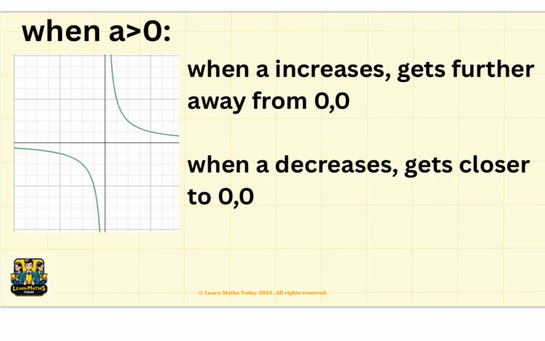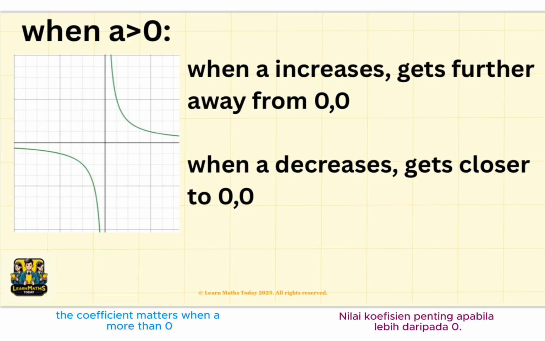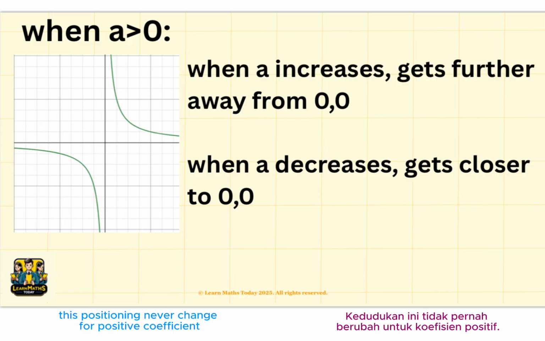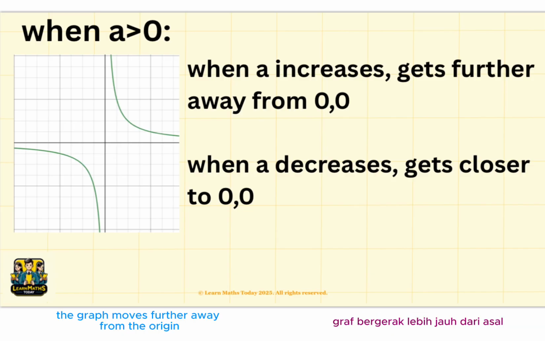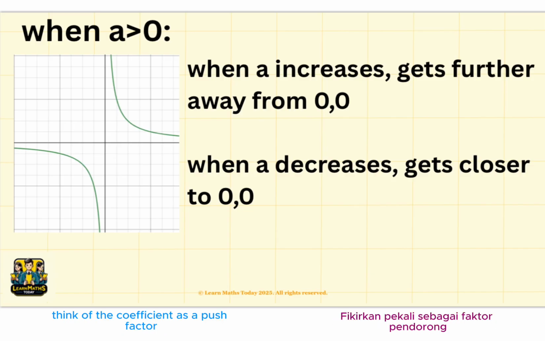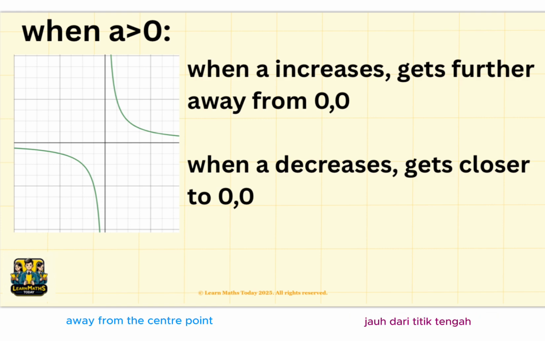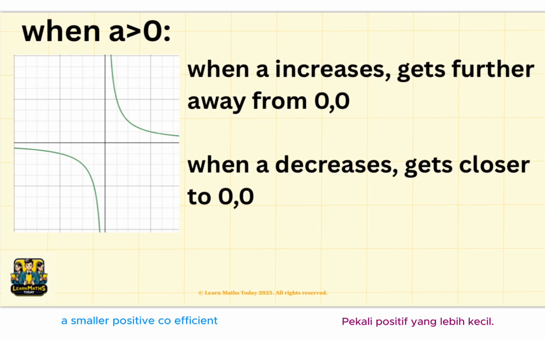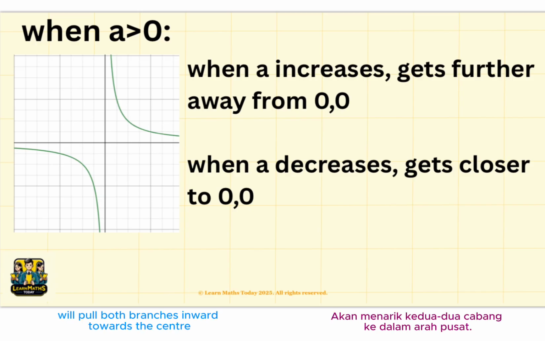To summarize, the coefficient matters. When a is more than 0, both branches of the reciprocal function live in what we call the positive quadrants, the upper right and the lower left. This positioning never changes for a positive coefficient. However, when the coefficient increases, the graph moves further away from the origin. Think of the coefficient as a push factor. A larger positive coefficient pushes both branches outwards, away from the center point. Conversely, when the coefficient decreases, the graph moves closer to the origin. A smaller positive coefficient will pull both branches inward towards the center.